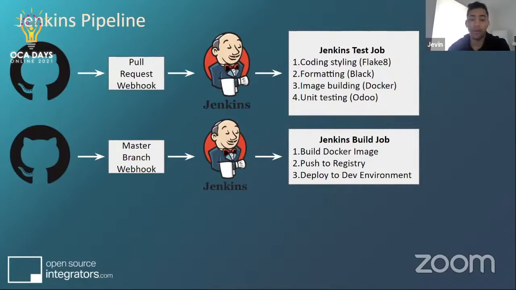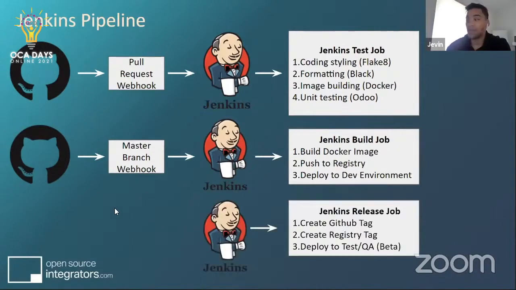Some of them we have in ECR, in AWS, and some of them we have in Azure, and we also have registries in GitHub Enterprise. But from there, it'll go ahead and try to build the image and then deploy it over to the Kubernetes development namespace.